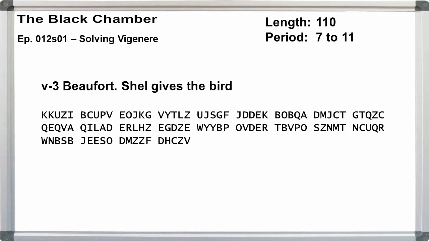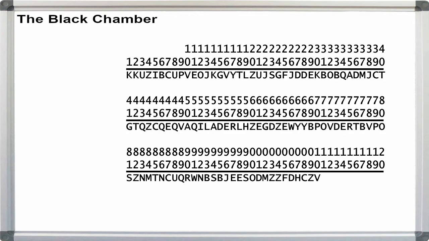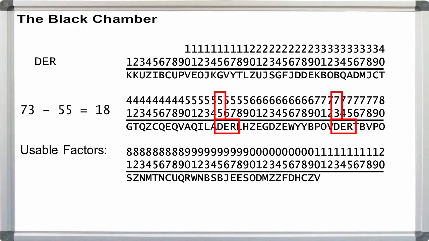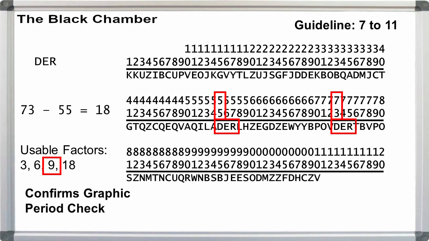Returning to V3. In this message, we have the trigram, letter triplet, DER, appearing at positions 55 and 73. 73 minus 55 is 18. This gives us the usable factors 3, 6, 9, and 18. Our guidelines suggest something between 7 and 11, so we can assume that our period for this cipher really is 9, as given in the earlier period check.